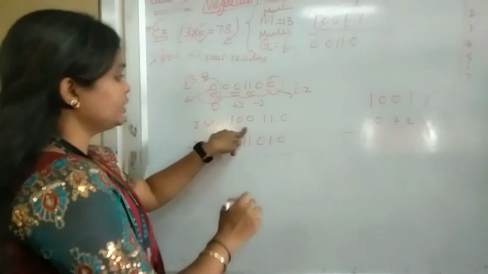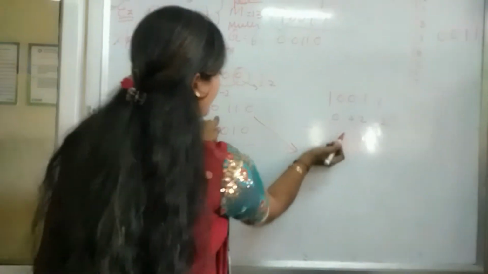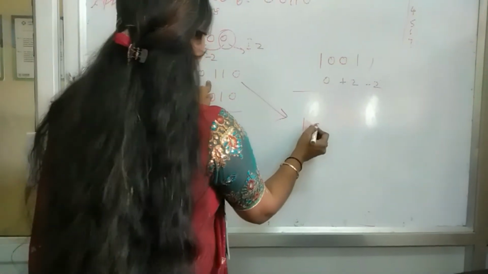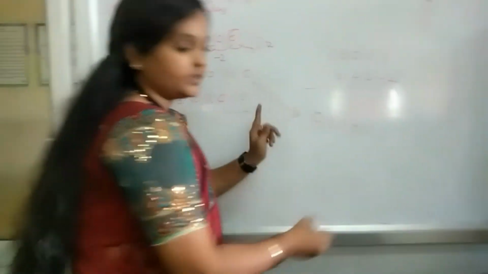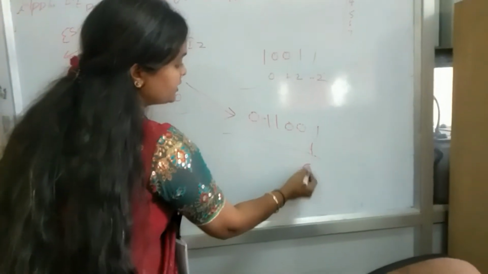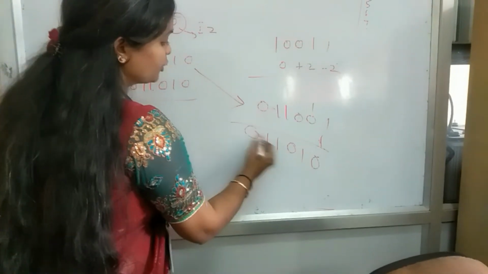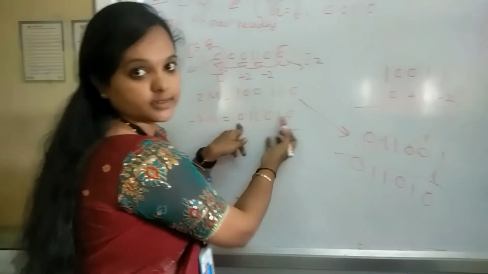So how to do the complement here? 0 1 1 0 0 1. For this, the 2's complement is 1 1 0 1 0 1 1 0. So this is my 2's complement.